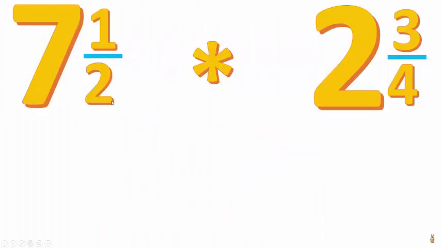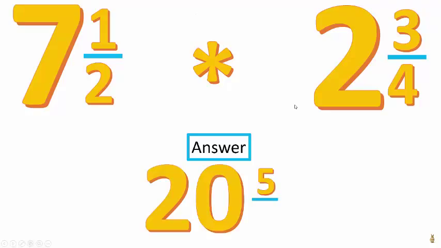Now the question we looked at before was this: 7.5 times 2 3/4. I said it wasn't 14 and 3/8. Instead the answer was 20 and 5/8.